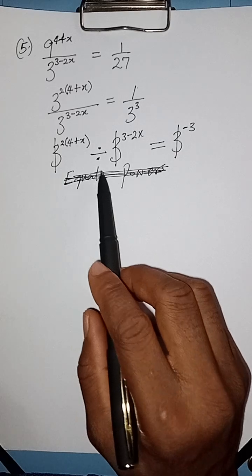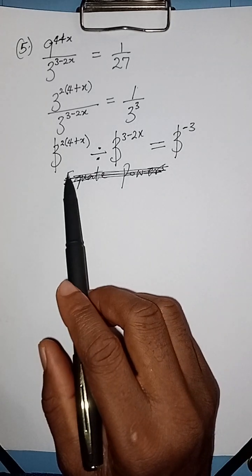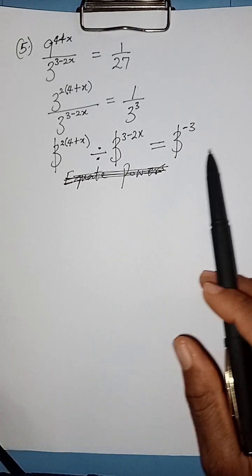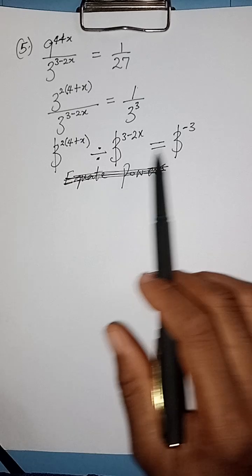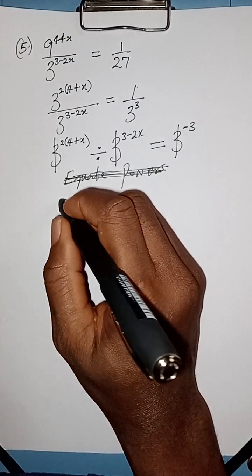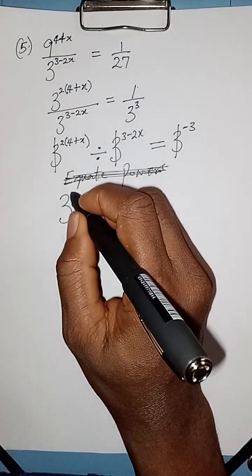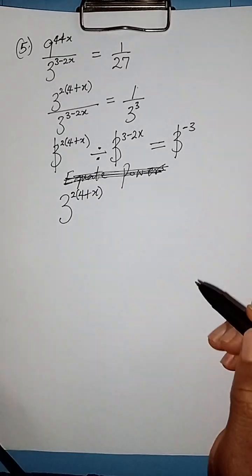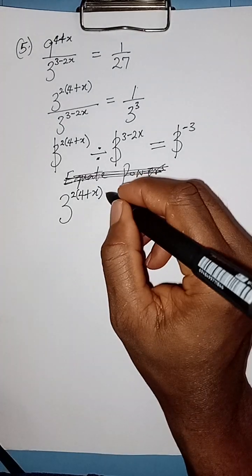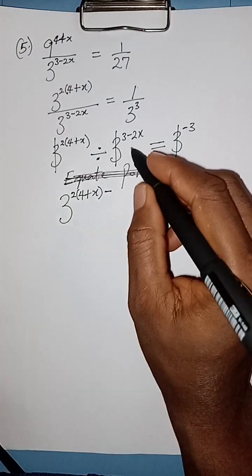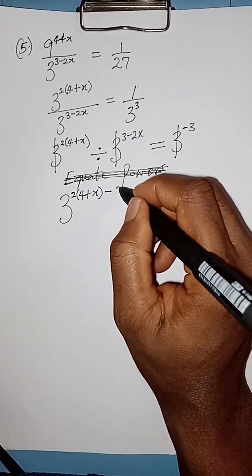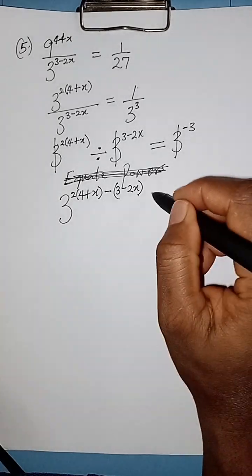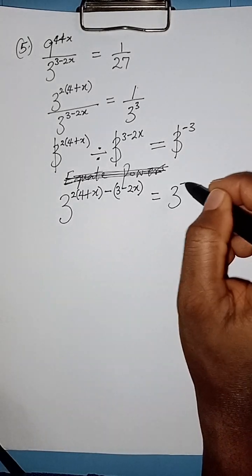I had to make sure the only way I could equate powers is to ensure that I only have one base at my left-hand side and one base at my right-hand side. So these 3 will stay there. So this will be 3 raised to power 2, open bracket 4 plus x, close bracket. Division in indices means minus. Minus what you have here, 3 minus 2x. Put them in brackets, equals 3 raised to power minus 3.